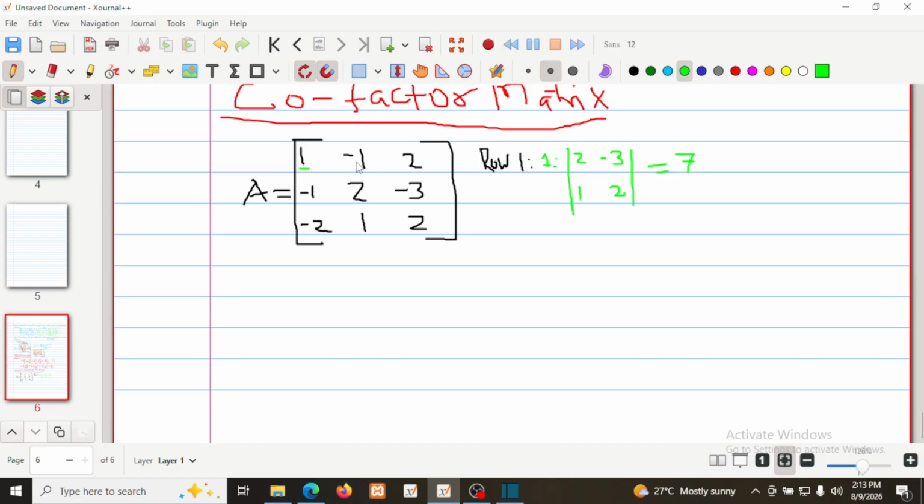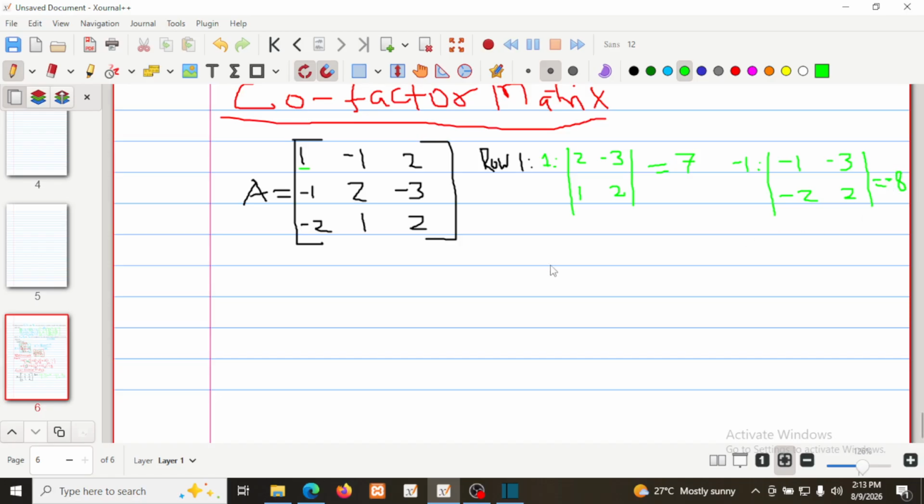Then the next element is negative 1. If we block its column and row, we have negative 1, negative 3, negative 2, 2. So this will give us negative 1 times 2, negative 2, minus negative 3 times negative 2, that is 6. So it is negative 2 minus 6, that is negative 8. So I will write here negative 8.